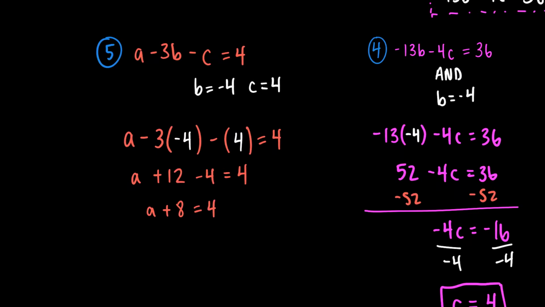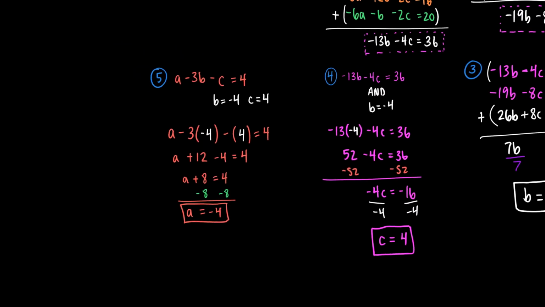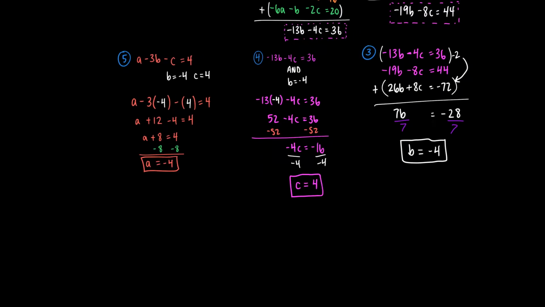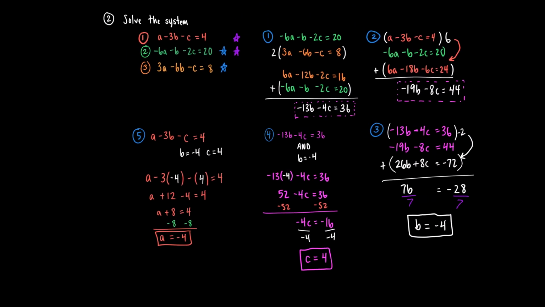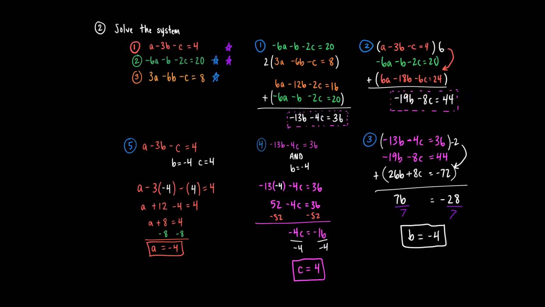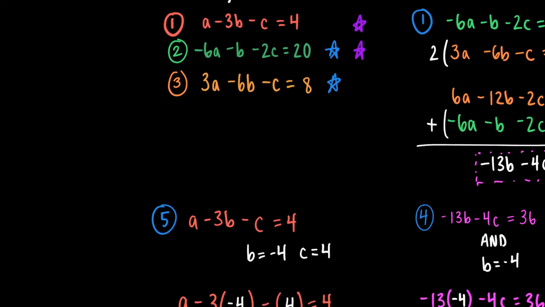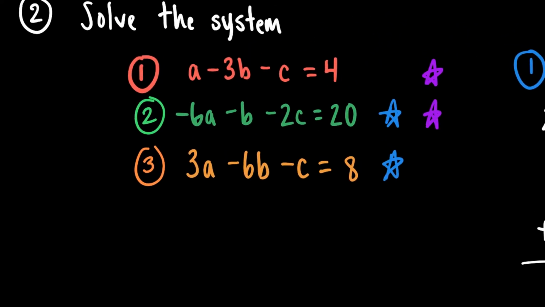And then just some algebra here. Let's subtract 8 from both sides, and we've got that a is equal to negative 4. All right, so now we've got that a is negative 4, b is negative 4, and c is 4. What you'll want to do is go back and recheck those and make sure that when you plug them in, they actually work.